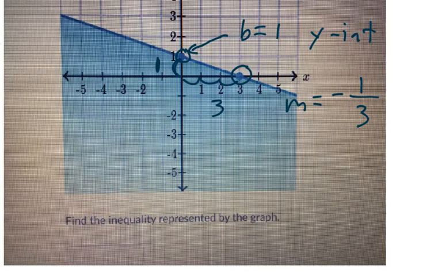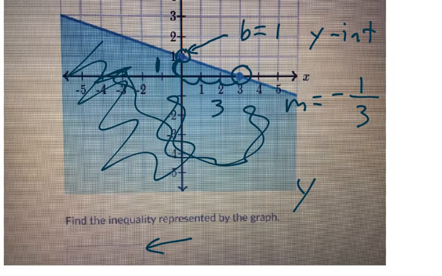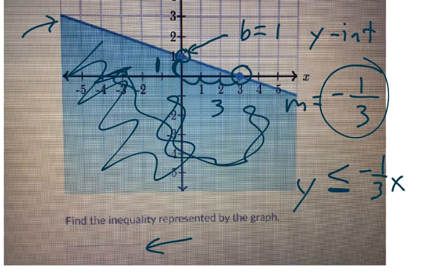Guys, we're ready to type in our answer down here in the box. We're going to type in y. Now, guys, do you agree this graph is shaded underneath the line? So that's a less than. Do you agree the line is solid? That means it's equal to. So we're going to type in y less than or equal to negative 1/3 x because we know our slope is negative 1/3, plus 1 because we knew our b was 1.